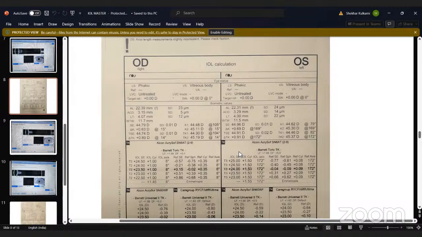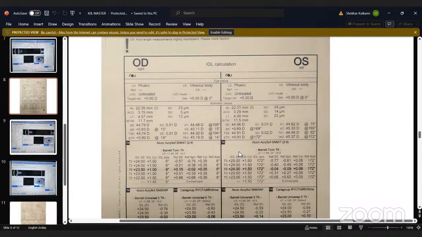The steeper axis is at 104, at 14 degrees. The steeper axis is there, that is 45.19 diopter, and the flatter axis is at 104 degrees. That means it is a with the rule astigmatism. Steeper axis at 14 degrees. It's near 180, because 14 degrees means nearby 180 degrees.